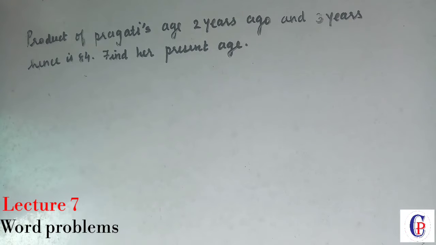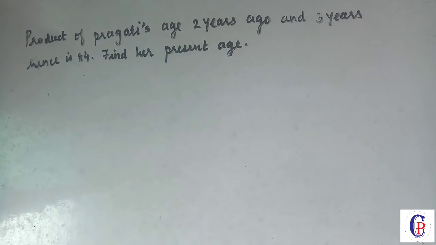So here the question is: the product of Pragati's age, product means multiplication, of Pragati's age 2 years ago and 3 years hence, 3 years hence means after 3 years, is 84. So find her present age. Now the thing is we do not know her present age right now, that is, today. We don't know what her age is.